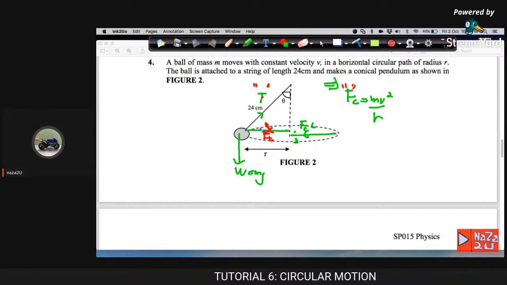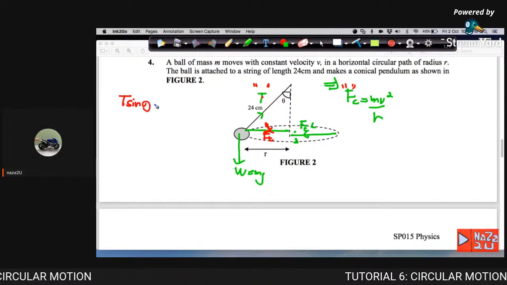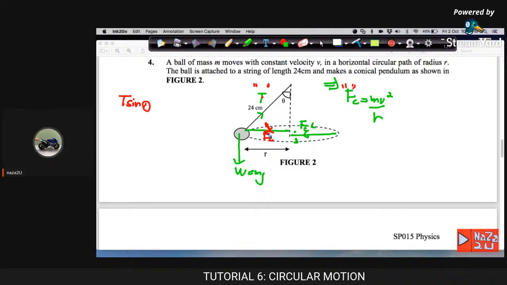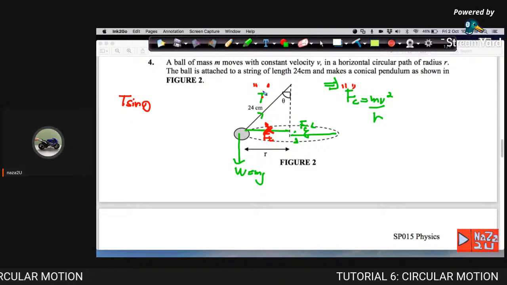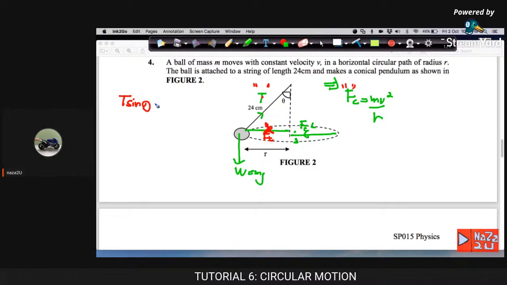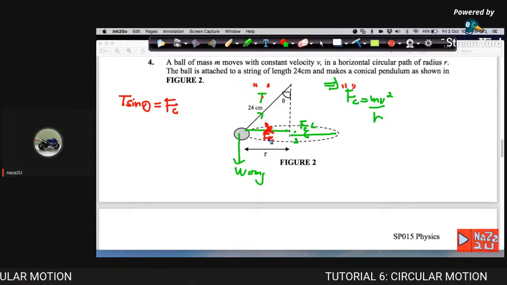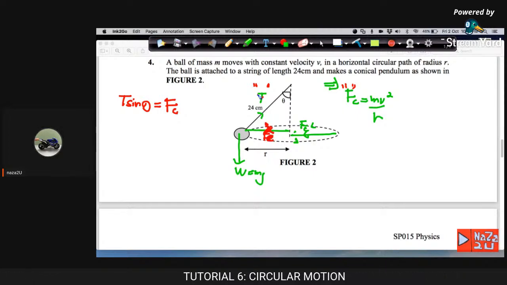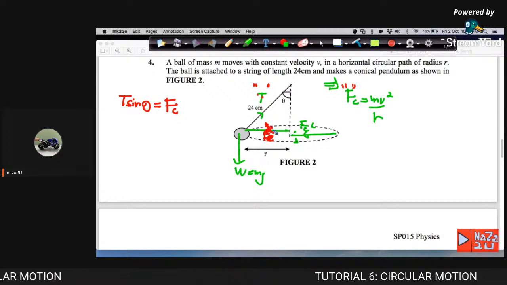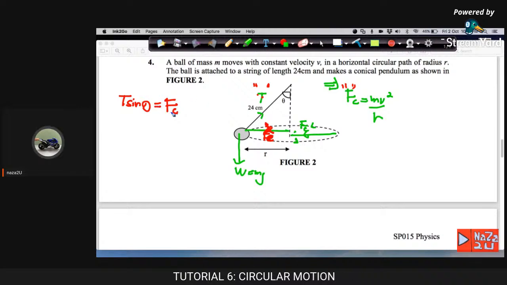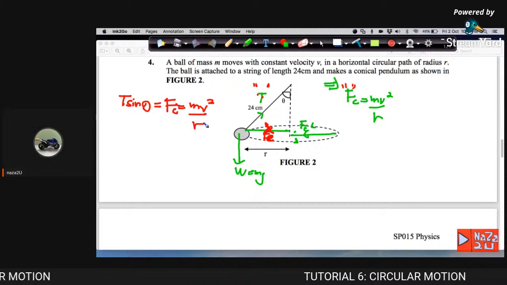Okay, so we have a triangle here. In the triangle, you can use T sine theta. If you resolve the T to the Fc direction, T sine theta, this is the opposite, is equal to Fc. Fc kat sini sebenarnya kita boleh resolve T ni ke arah X. Okay, T sine theta is equal to Fc, and Fc is equal to mv square divided by r, right?